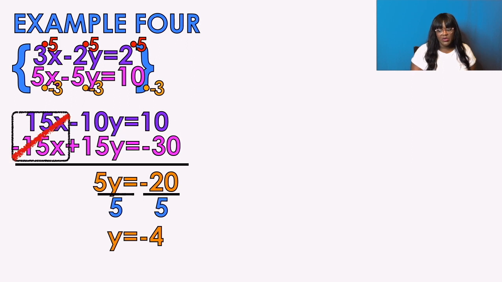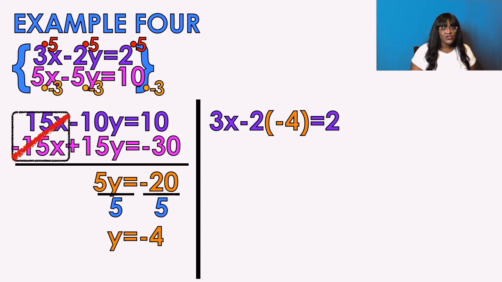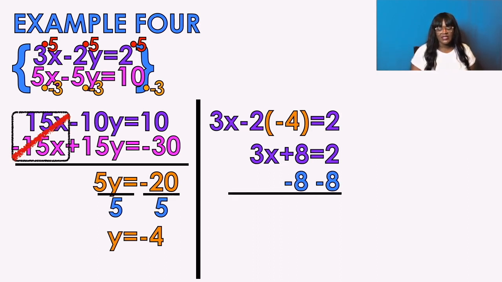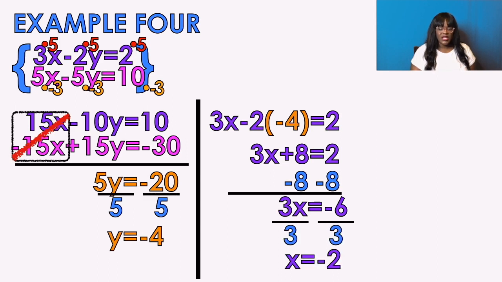Does it matter which equation we plug it into? No, we could use the purple or the pink, but I'm just in a habit of using the purple, so here we go. So negative 4 goes in for the y value, not the x, okay? And I'm going to get 3x plus 8, because the negative times the negative is a positive. And I'm going to get x by itself. X equals negative 2. Boop. Those are my answers.